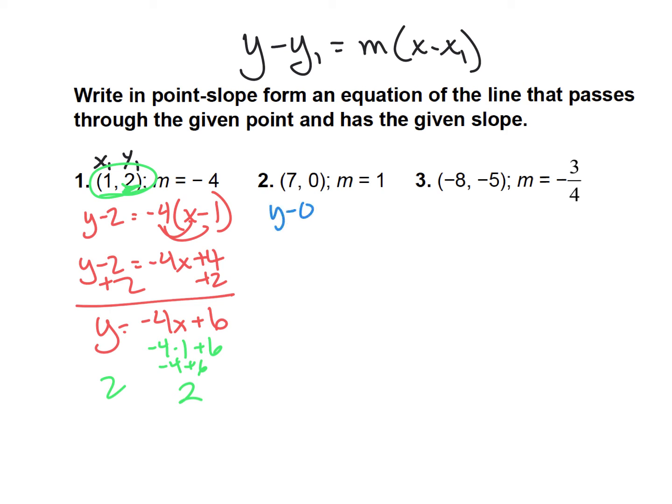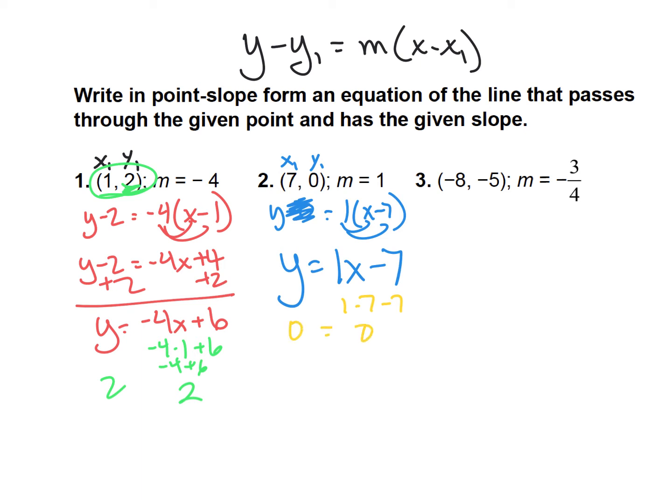Y minus 0, because this is our x1 and y1, equals 1 times x minus 7. This one's going to be fairly easy. I can take this off because I don't need it. So y equals, do the distributive property, 1x minus 7. And there's my equation. And again, I can plug it in. 1 times 7 minus 7 equals 0, and that's what our y is.